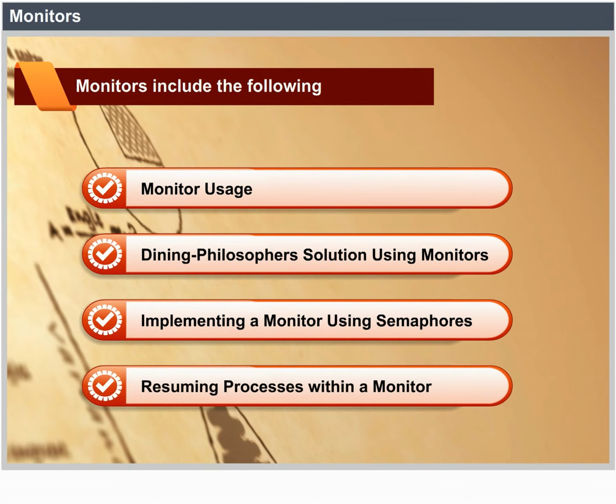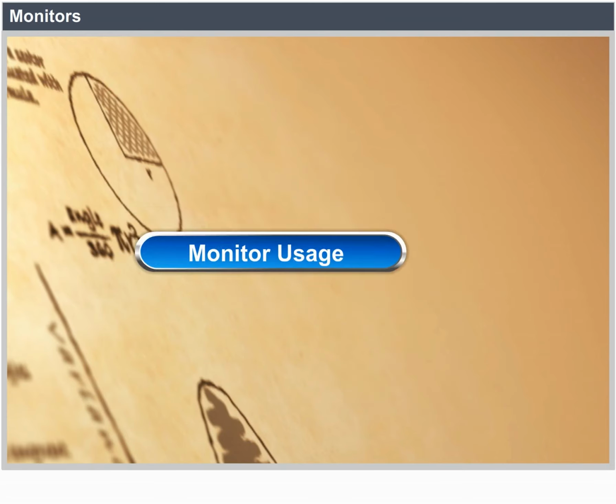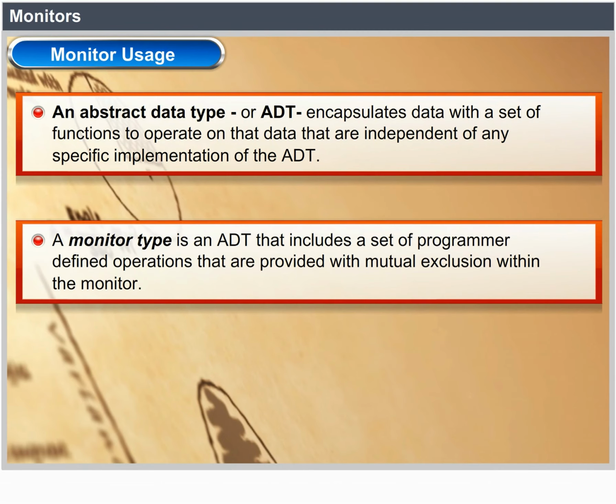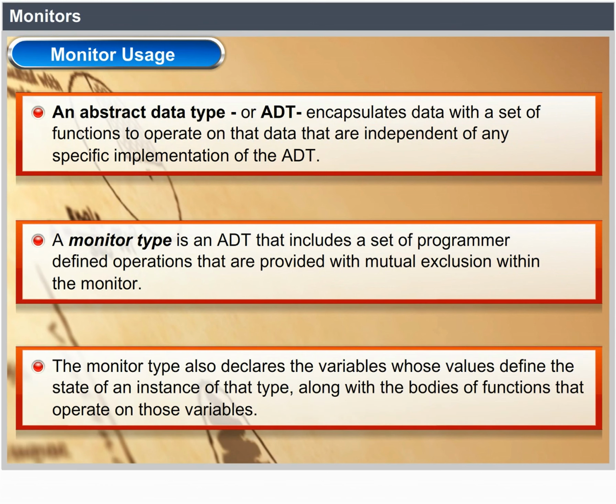Monitor usage. An abstract data type, or ADT, encapsulates data with a set of functions to operate on that data that are independent of any specific implementation of the ADT. A monitor type is an ADT that includes a set of programmer-defined operations that are provided with mutual exclusion within the monitor. The monitor type also declares the variables whose values define the state of an instance of that type, along with the bodies of functions that operate on those variables. The syntax of a monitor type is shown in the figure below.